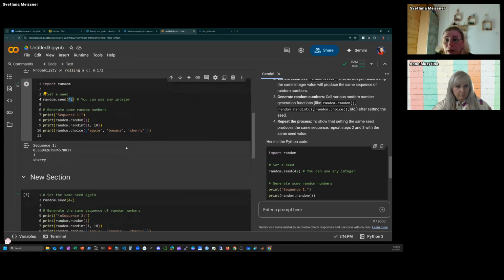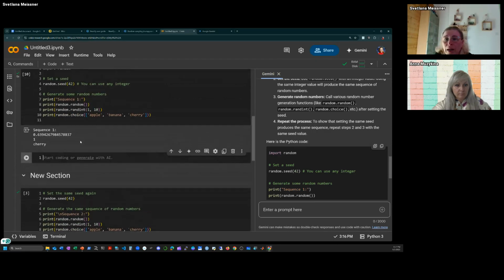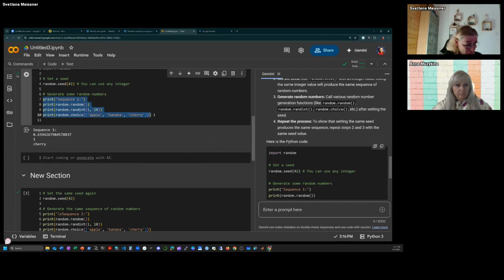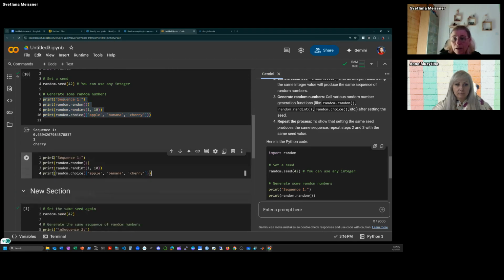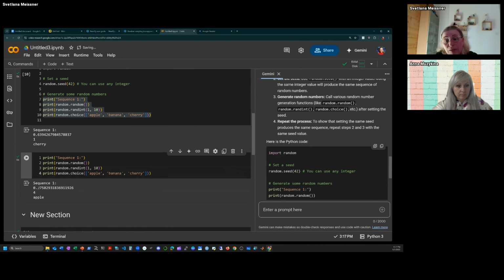So now I can, again, add one code cell, and now I'm copying just this part of code. Copy. Now we are running it the second time, and here we are having different random numbers from 0 to 1. Random integer, now it's 4, and from this choice we've got apple.